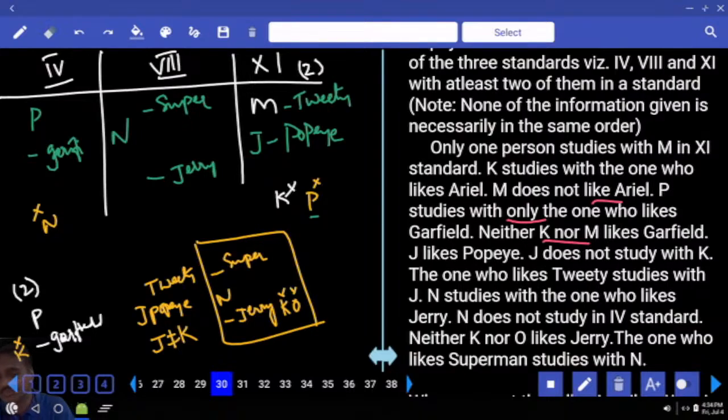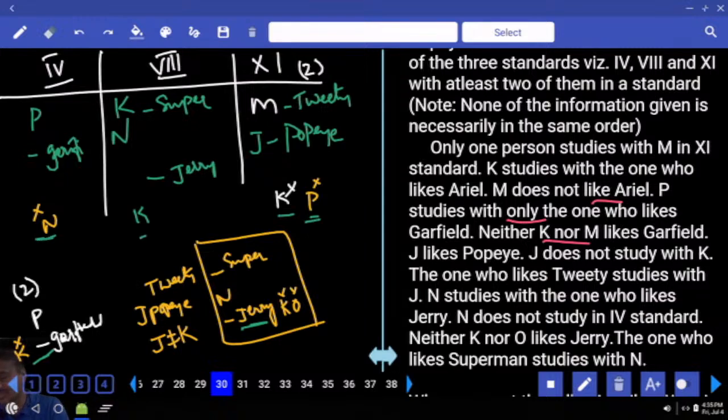Then what is the other possibility we have? K and P, and K cannot be Garfield. As K cannot be here, where should this K be? K must be either Superman or Jerry, out of which K cannot be Jerry as well. K must be here. Then if K is here, who is the other person left over? Then P is completed and K is here.